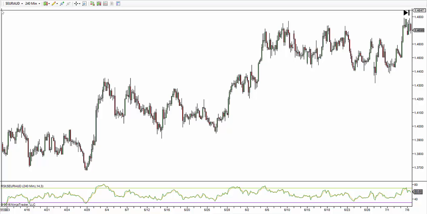Today we're going to talk about Fibonacci. What is Fibonacci and how do you use it? Well, Fibonacci is a tool and when used in conjunction with a couple of other things can produce high reward and low risk trading opportunities.